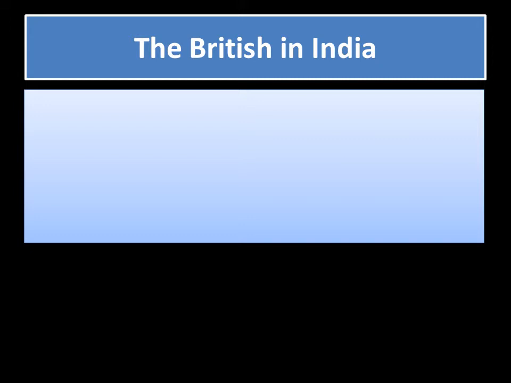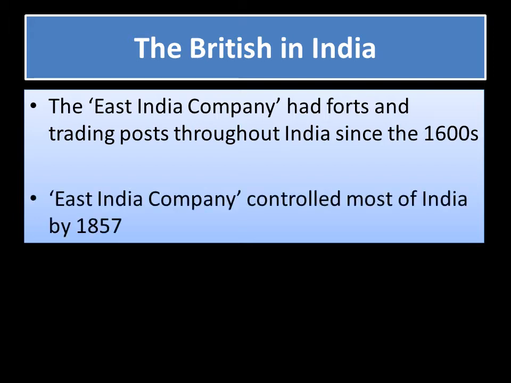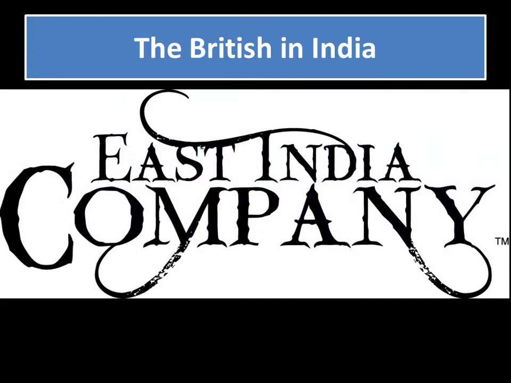So the East India Company, which was a British company, set up forts and trading posts throughout India since the 1600s. And by 1857, the British East India Company controlled most of India as an imperial power.